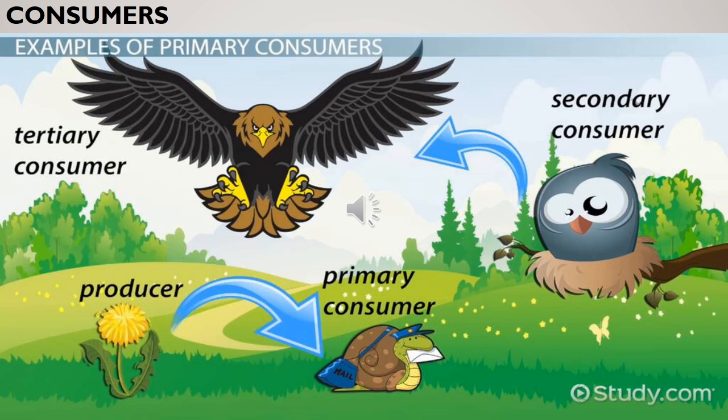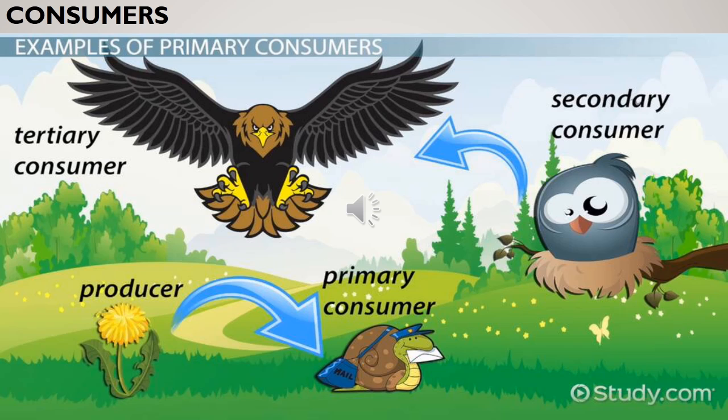Then the consumers. Consumers are those that depend on producers directly or indirectly. Hence, they are called heterotrophs. The common categories of consumers are primary, secondary, and tertiary consumers. Primary consumers depend on producers for their food directly. They are exclusively herbivores. You learned in science in your lower classes that herbivores means plant-eating animals.